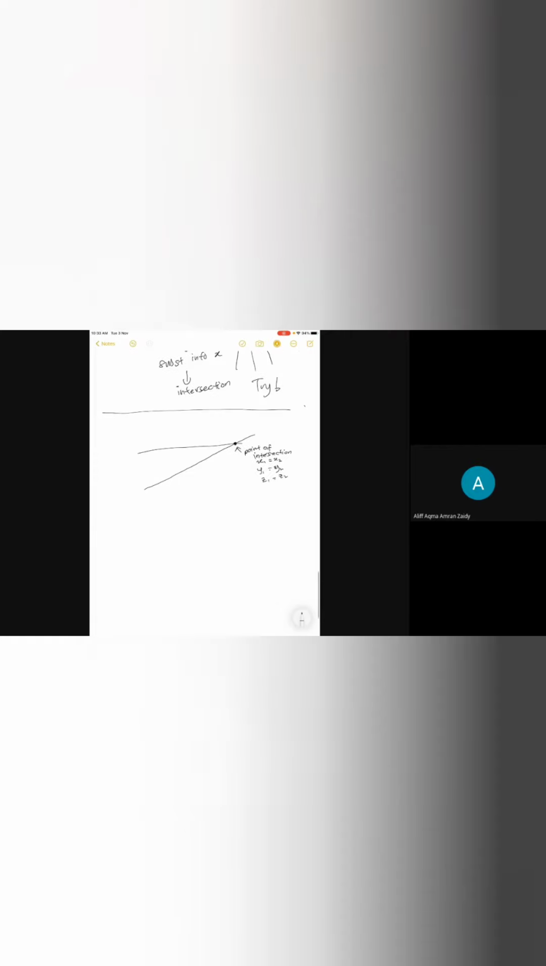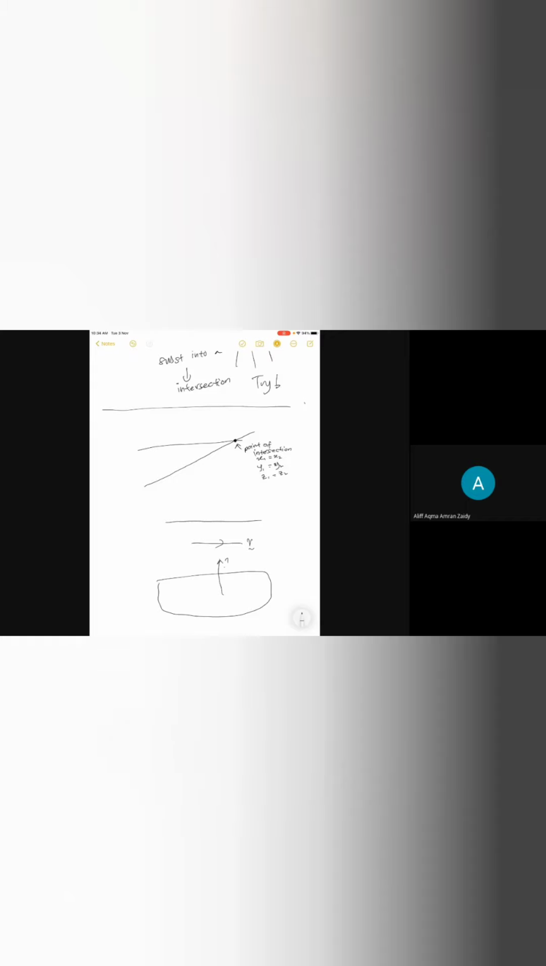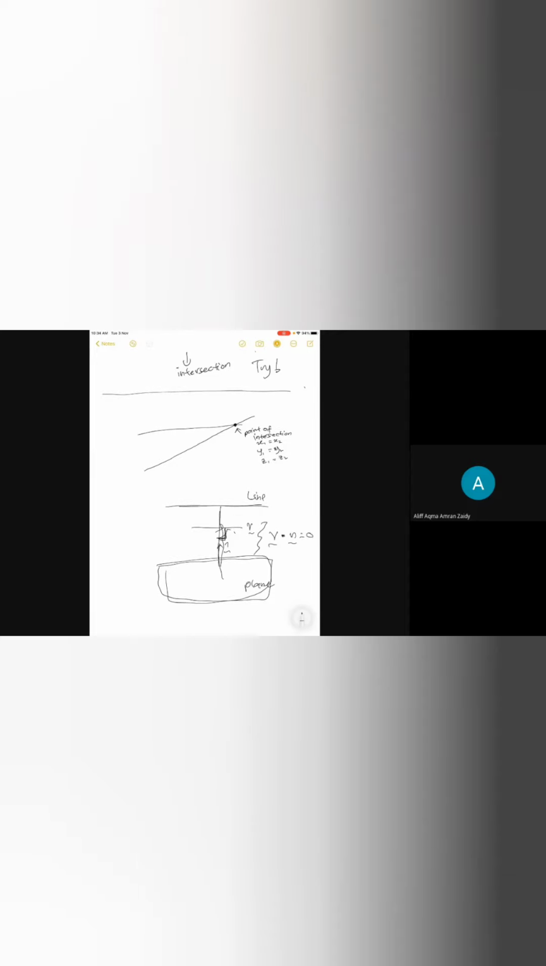Kenapa V dot N? Sebab line tu, dia ada vektor yang selari, vektor V. Tapi plane ni, dia ada vektor yang normal, vektor N. Kalau nak selarikan line dengan plane ni, V dengan N mestilah 90 darjah. Baru line dengan plane tu selari. Bila 90 darjah ni, kita guna formula V dot N equals to 0. Kalau sama dengan kosong, maknanya dia 90 darjah, maknanya line dengan plane awak tu selari.